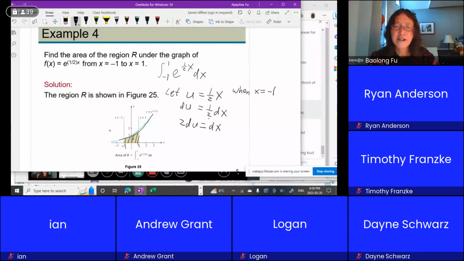When x equals -1, what is u? u equals -1/2. When x equals +1, what is u? Okay, so this becomes the integral from -1/2 to +1/2 because of u substitution.